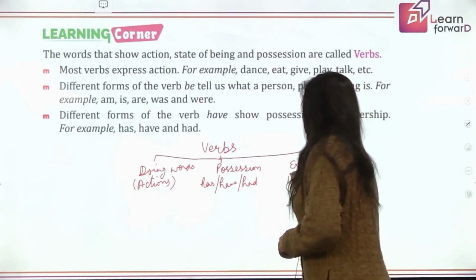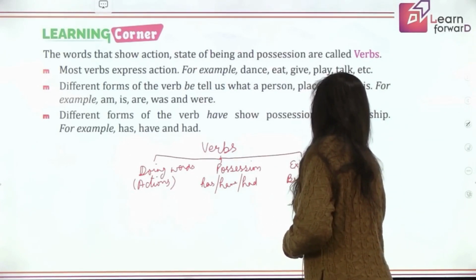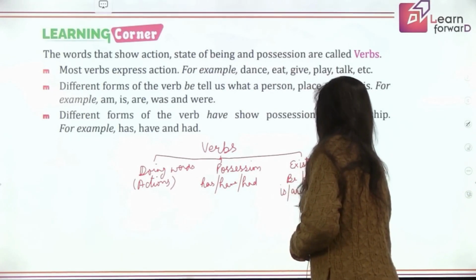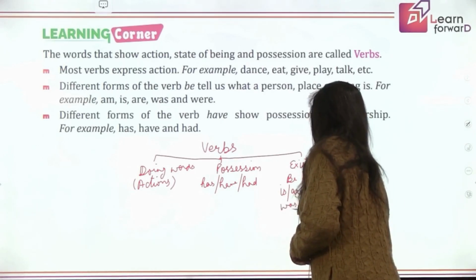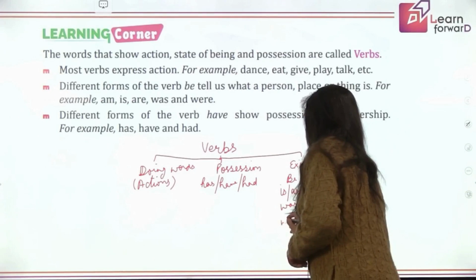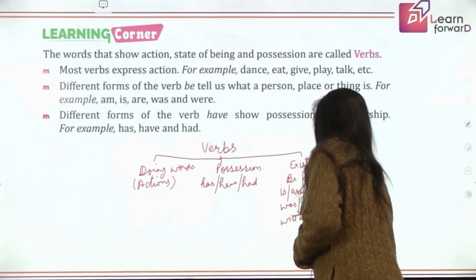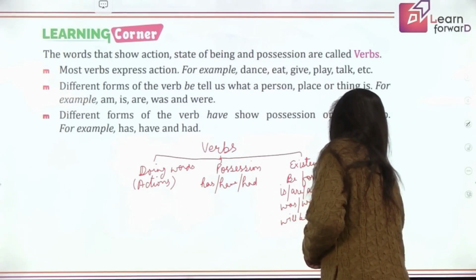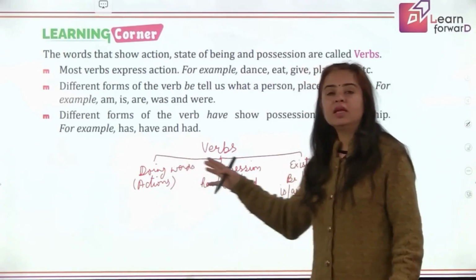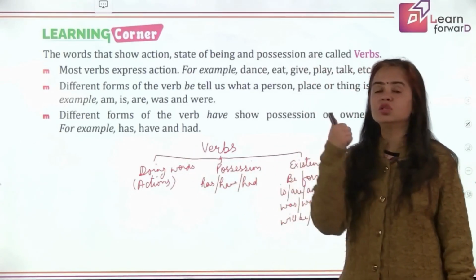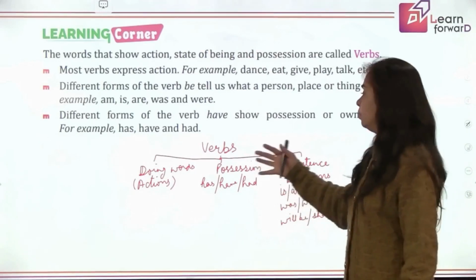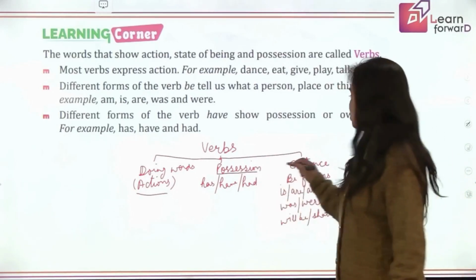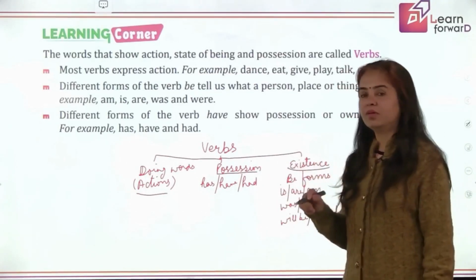And what do we use here? We use the different forms of be. That is, are, am, was, were, will be, shall be. All these are also a part of verbs. They are included in the definition of verbs, right? So, three things that are included in verbs, out of which you have learnt about actions only. They are actions, they show possession, and they show existence also, right?